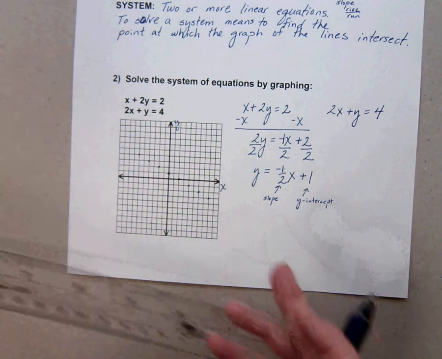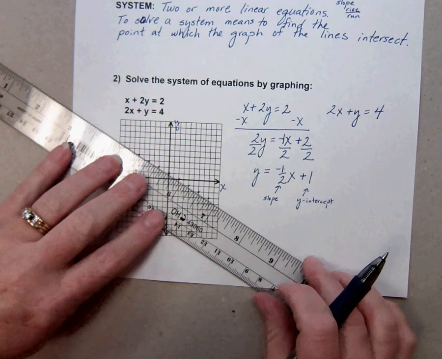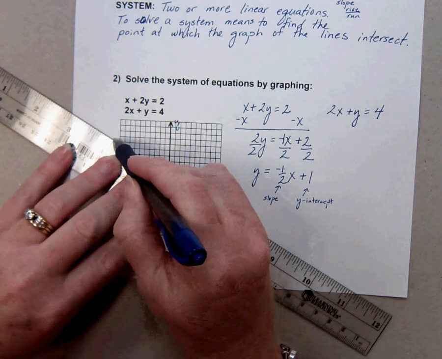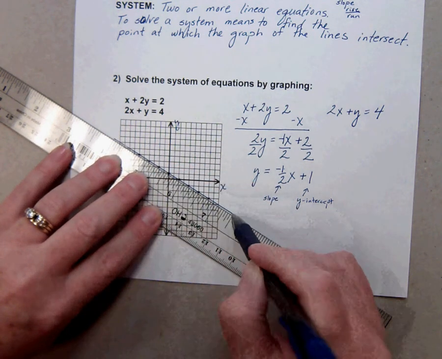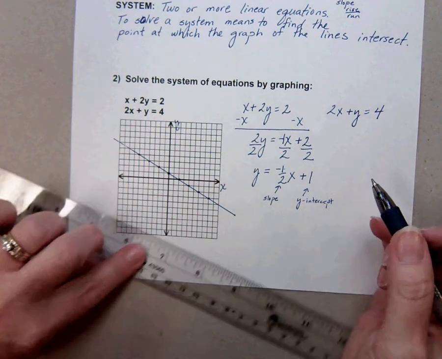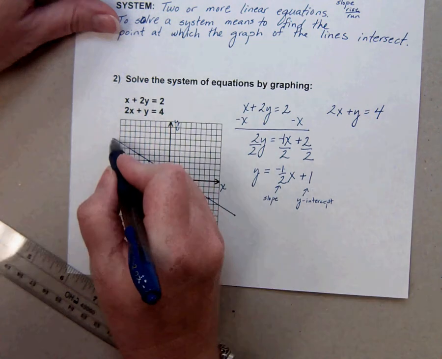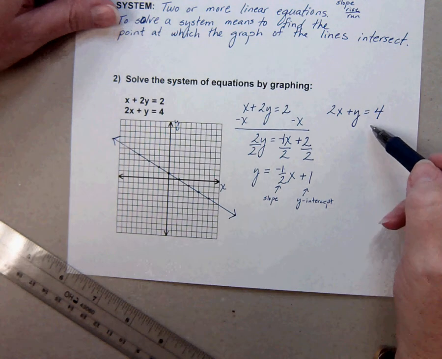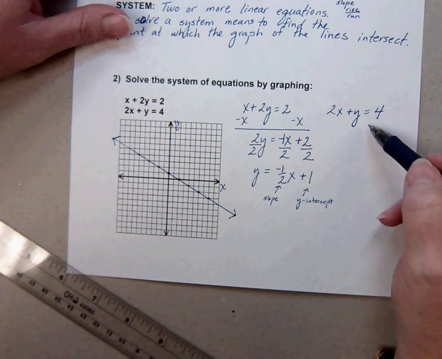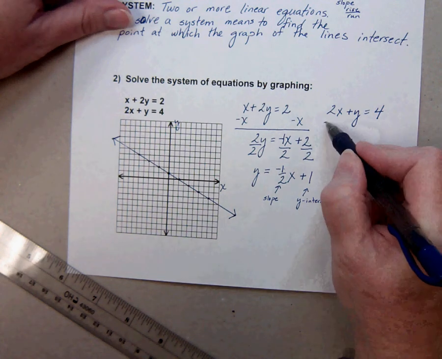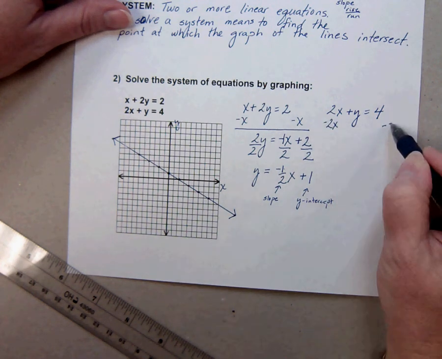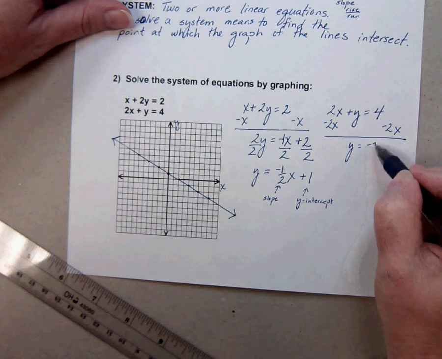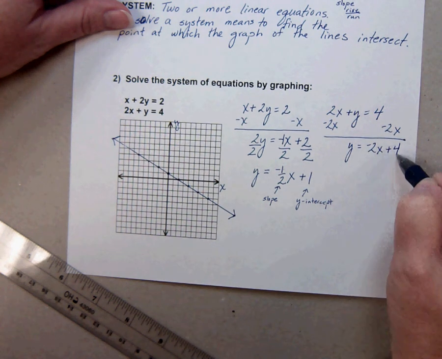I'm going to go ahead and take a ruler and draw that line. The more you put on the graph, the more exact you're going to find your intersection. So now I'm ready to graph or solve for y for my second equation. This is the second equation, the 2x plus y equals 4. I'm going to move the x term first by subtracting 2x on both sides. I'm going to get y equals negative 2x plus 4.